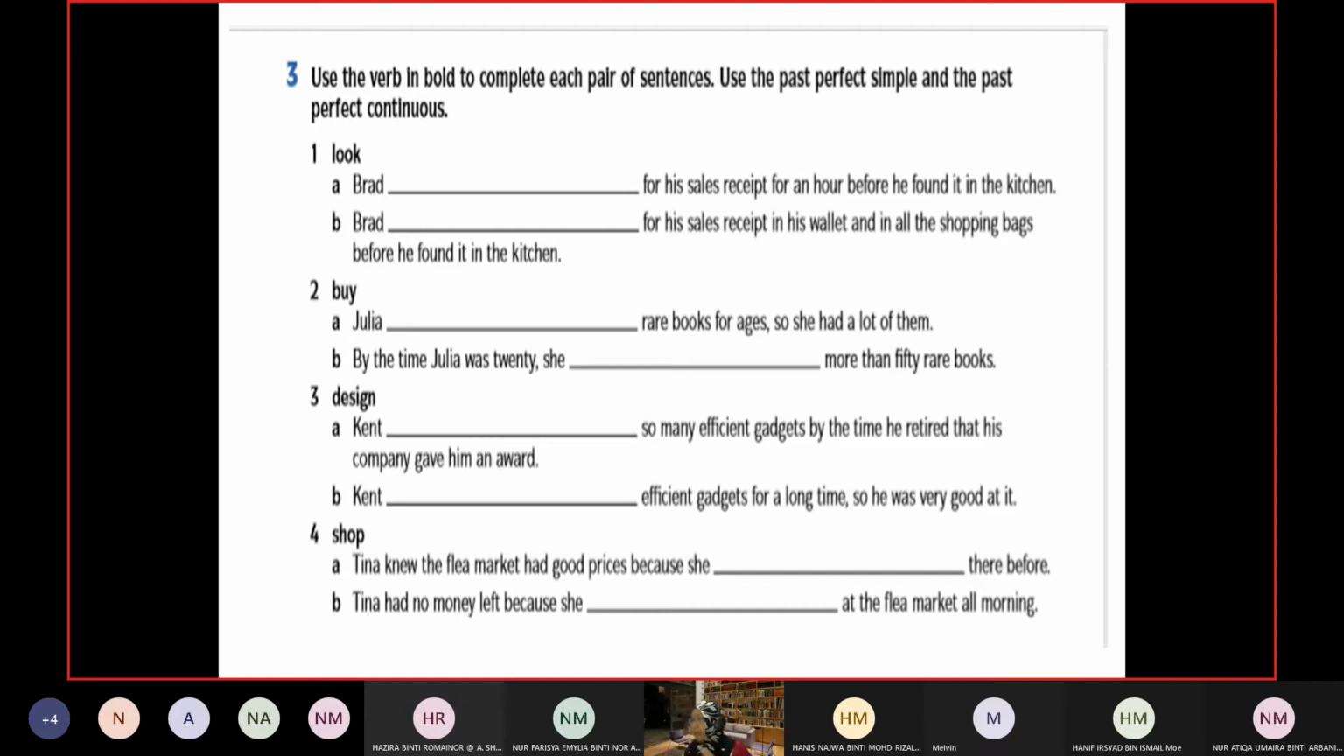Perbuatan yang mengambil duration yang lama, jangka masa yang lama, you have to use past perfect continuous. Itu nota yang penting awak kena jot down. Perbuatan yang memerlukan jangka waktu yang lama, you have to use past perfect continuous. Meaning, had, been, then the verb ing.